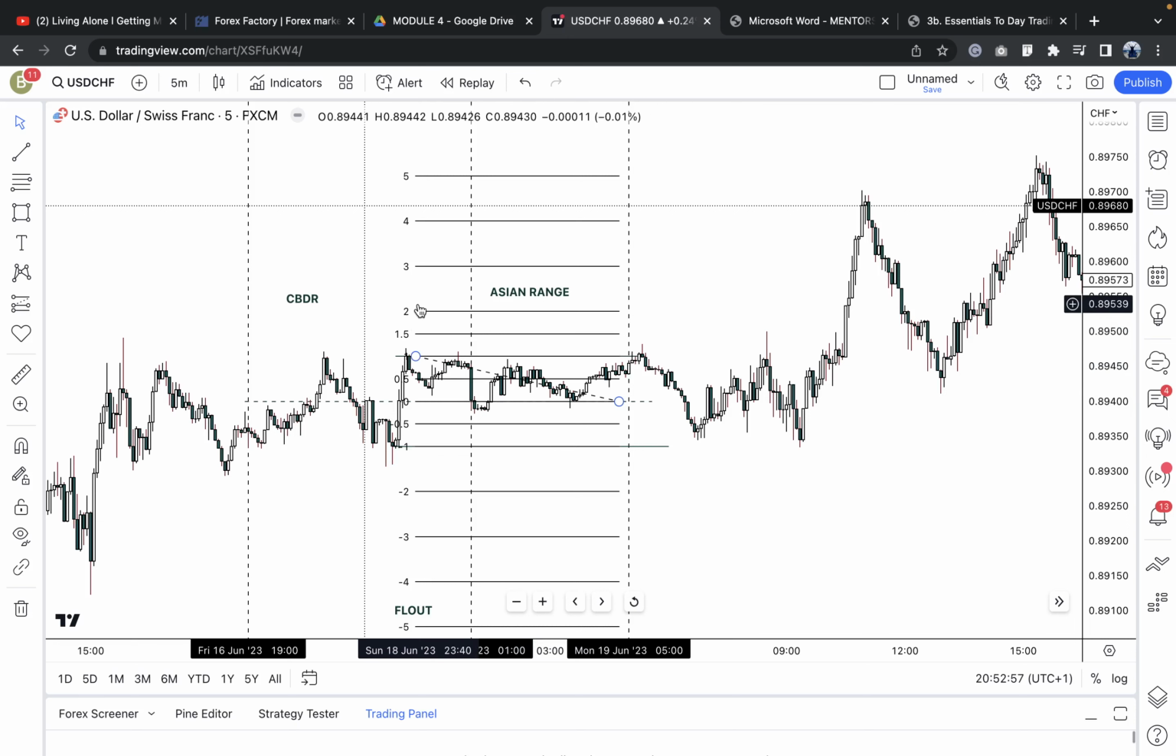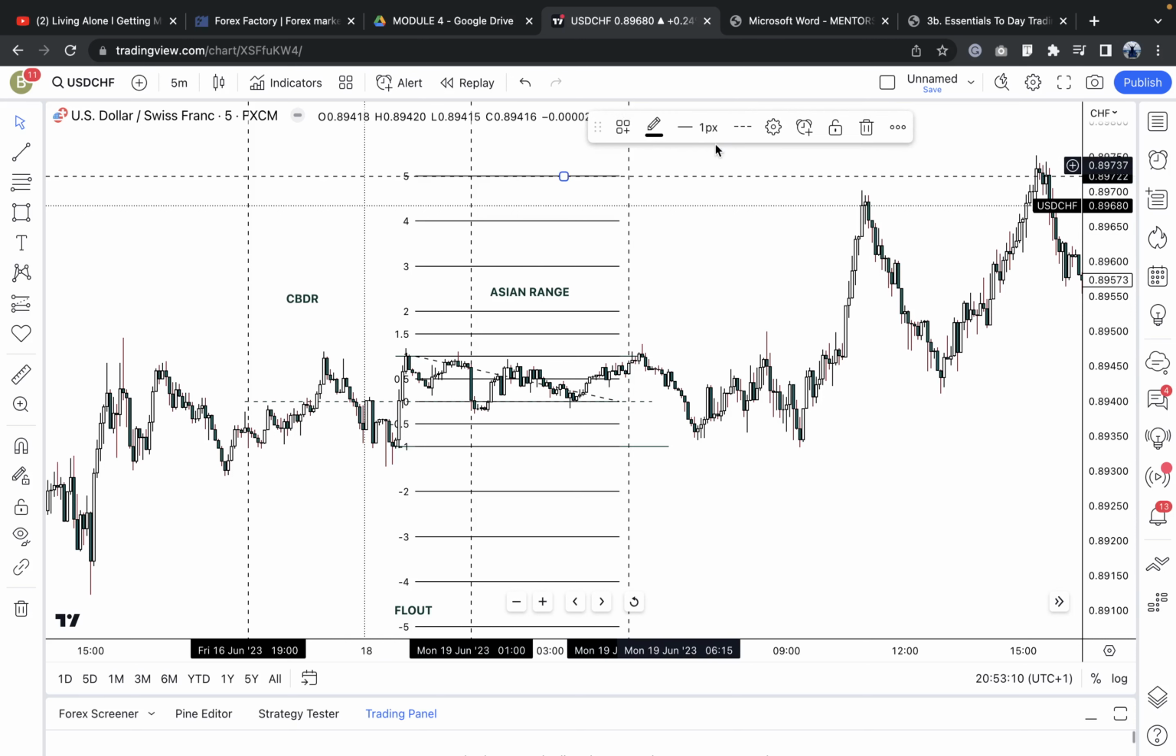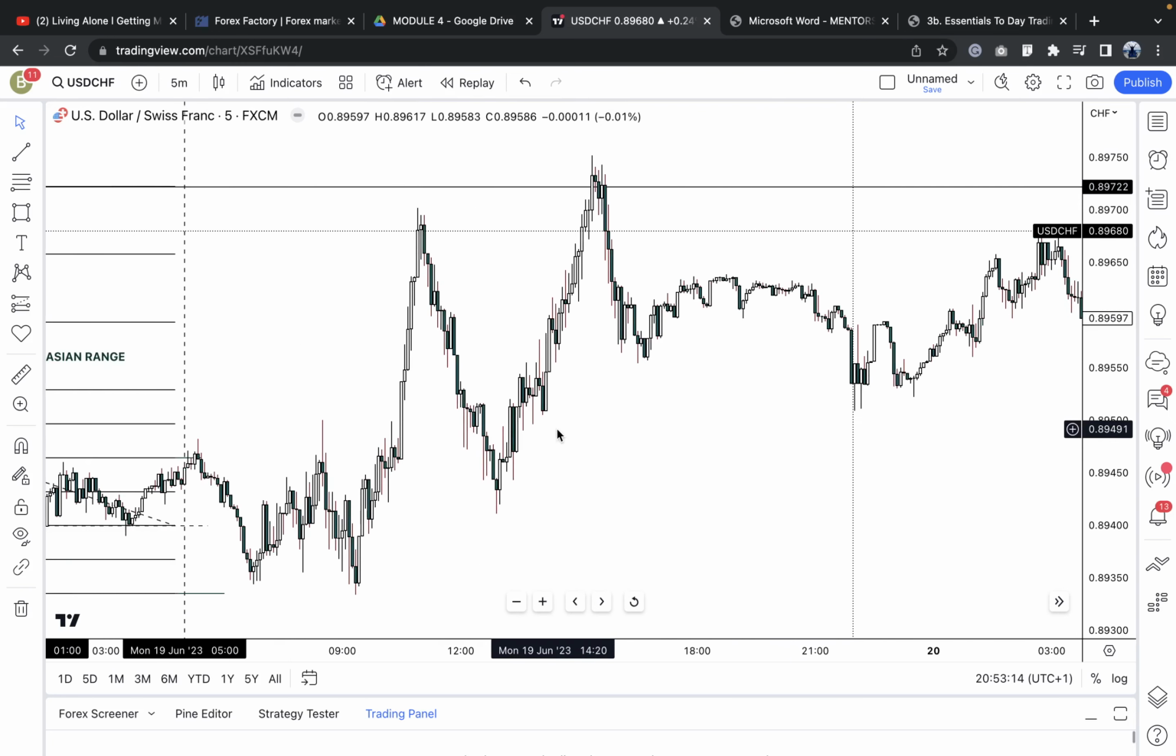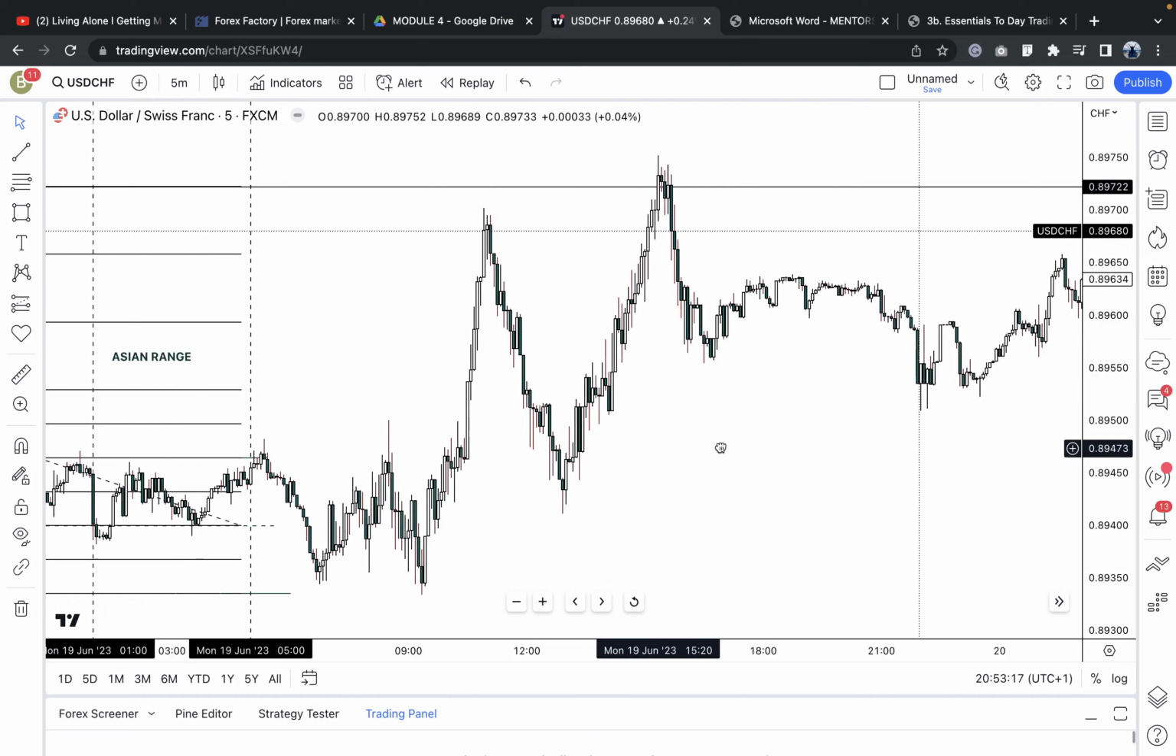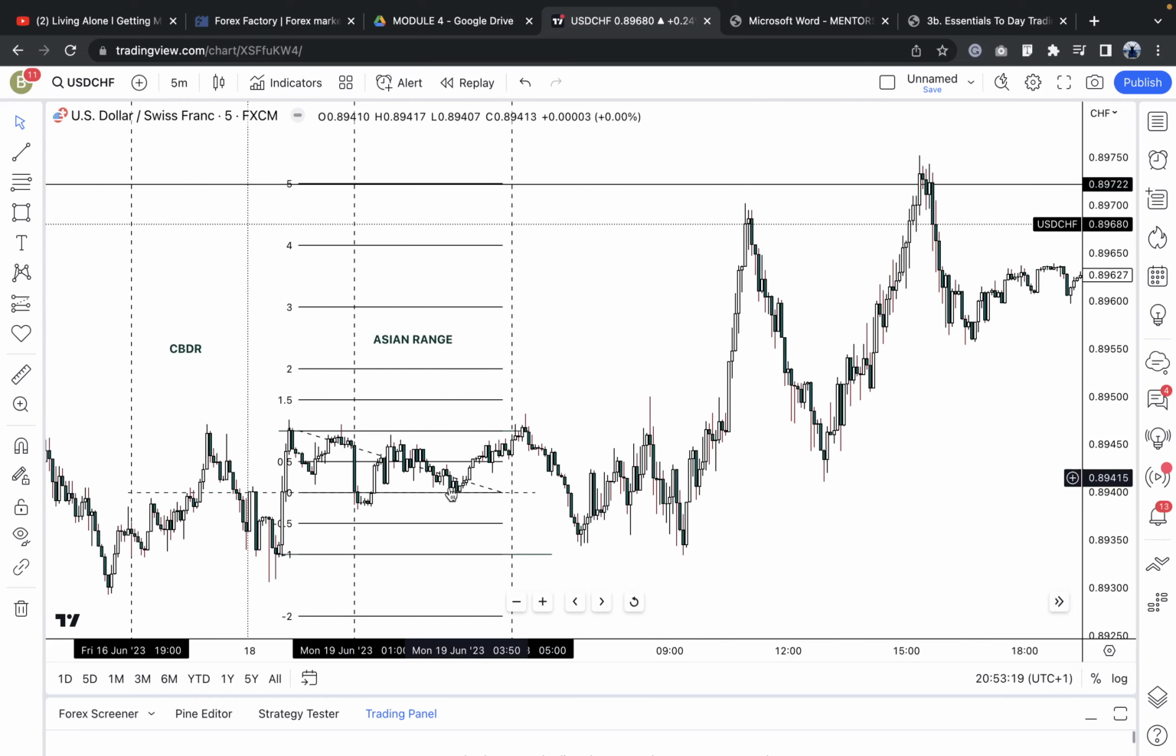Okay, so 1 standard deviation is here, 2 standard deviation is this, 3 standard deviation is this, and 4 standard deviation is here for bullishness. So we're going to put our line to 4 standard deviation, and you can see that the high of the day literally forms at 4 standard deviation of our flow.